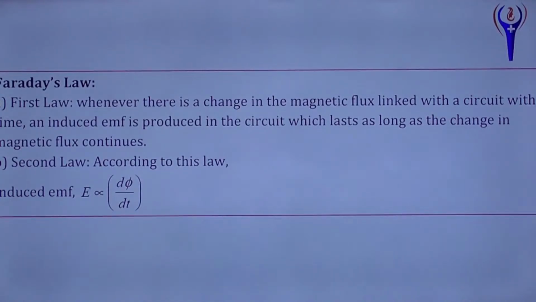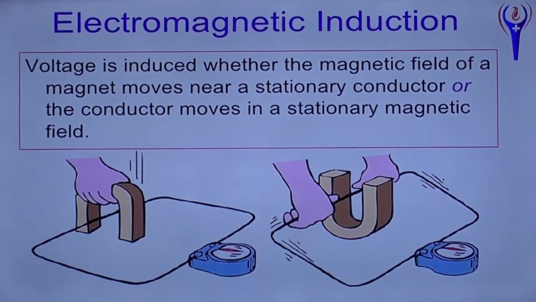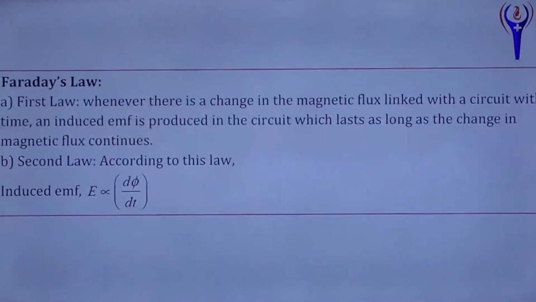Whenever the magnetic flux linked with the circuit changes with time, an EMF is produced in the circuit, which lasts as long as the change in flux continues. Only when there is a continuing change in flux is EMF induced. This is what I showed in the first demo. When the magnet is moved, the magnetic flux linked with the coil changes. Whenever there is a change, deflection will be produced. If deflection is there, current is flowing. It produces some current. So that is electromagnetic induction, and here is Faraday's first law.